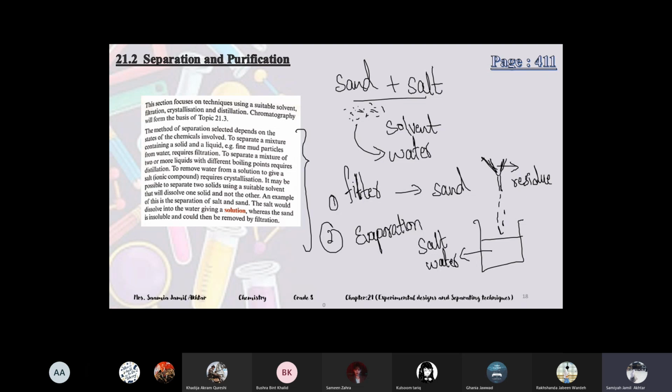So the same thing is written here. To remove water from the solution, to get salt, requires crystallization. So we can perform crystallization also. It may be possible to separate two solids using a suitable solvent that will dissolve one solid and not the other. An example of this is the separation of salt and sand. The salt would dissolve into the water, giving a solution, whereas the sand is insoluble and could then be removed by filtration.